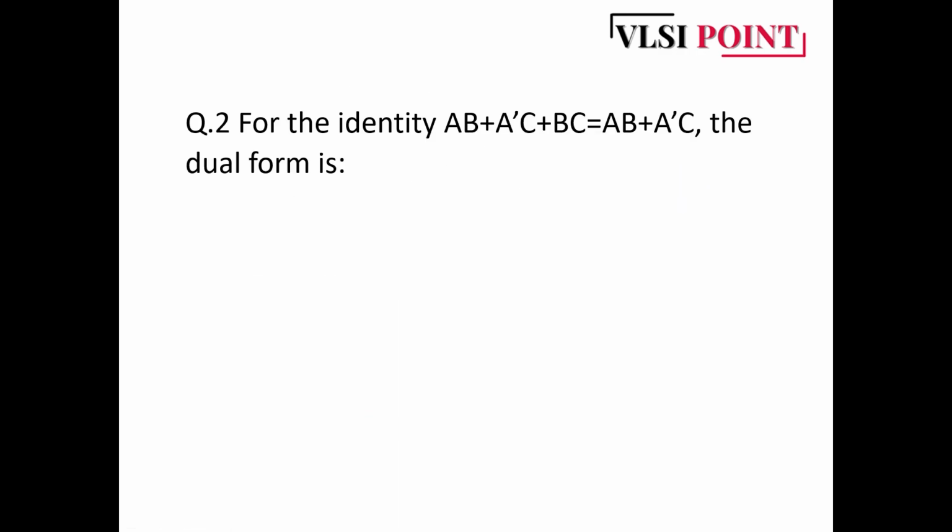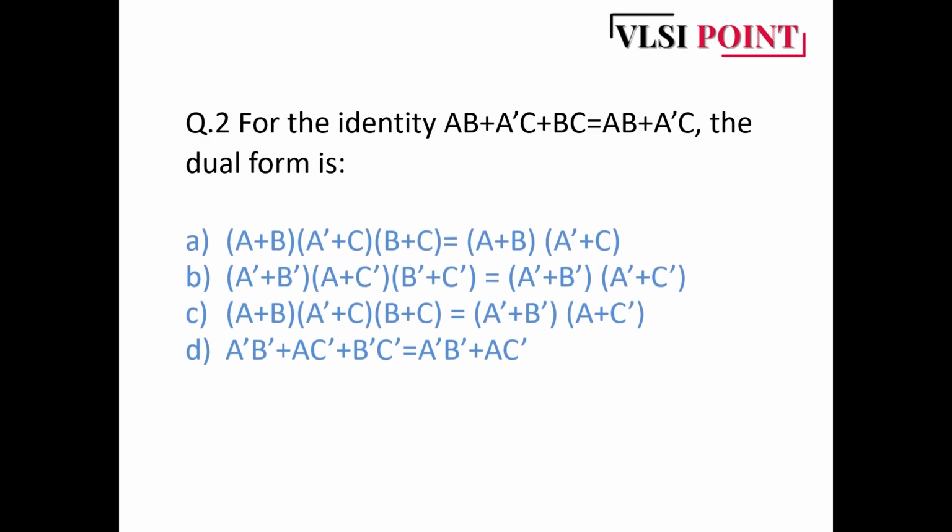Let's move to question number 2. Question number 2 is: for the identity AB + A'C + BC = AB + A'C, the dual form is. So below are the options.